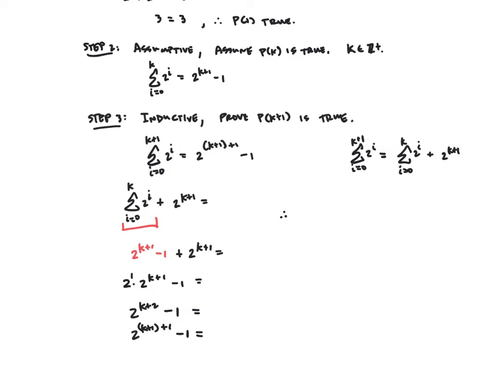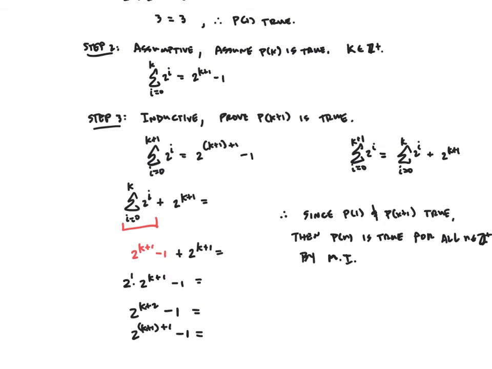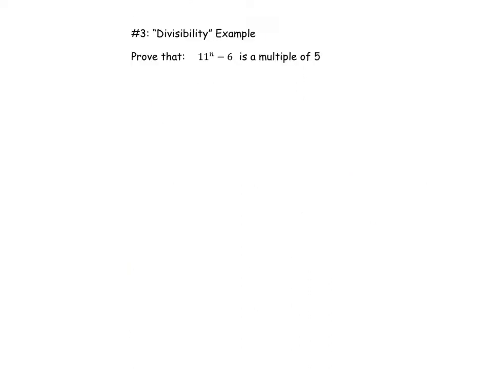Therefore, and your therefore statement is going to be very similar most times. Okay, since P of 1 and P of K plus 1 are true, then P of N is true for all N in Z plus by math induction. I shortened math induction because I don't want to write it. You need to write it out. All right, let's do another example.